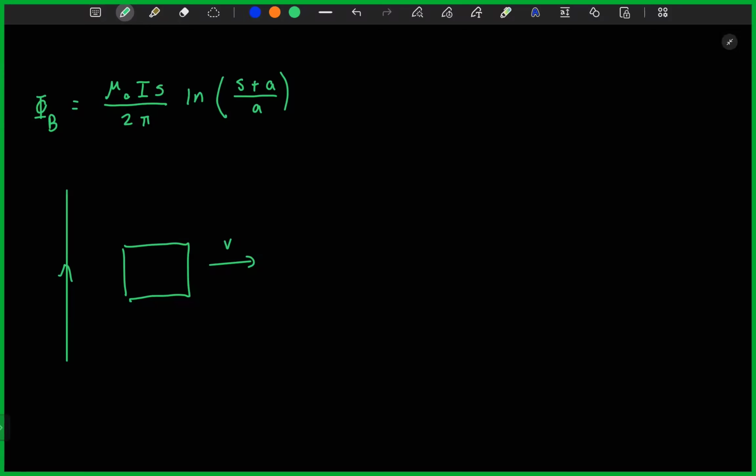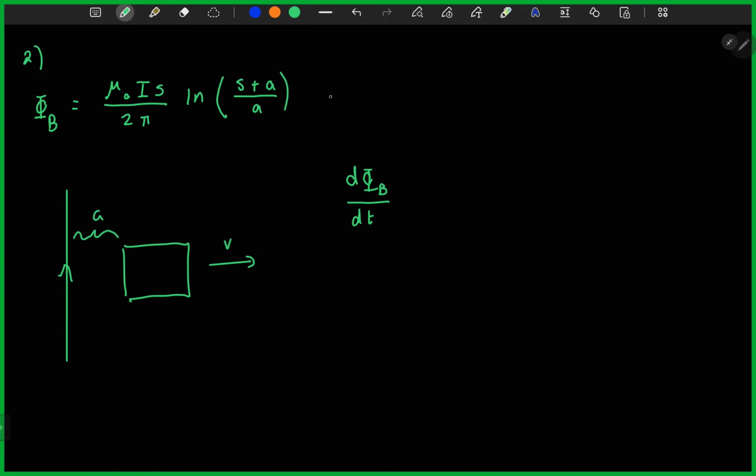As we're moving to the right, hopefully it's clear to you that we're moving into a region of weaker magnetic field, and therefore our magnetic flux should probably be decreasing. Let's see how that shows up in the derivative. So let's compute d phi B by dt. In this case, what is the variable which is changing? Well, the variable which is changing is simply a.